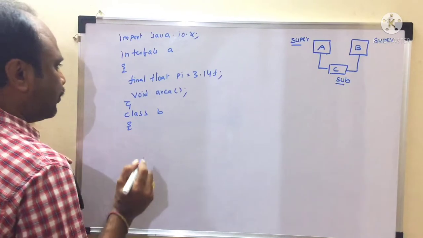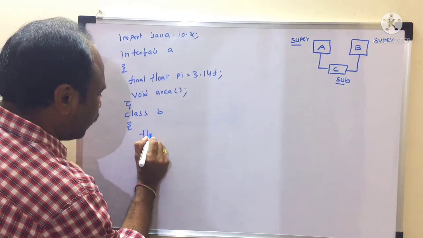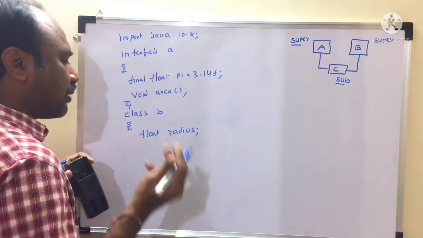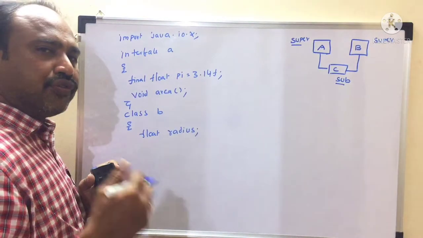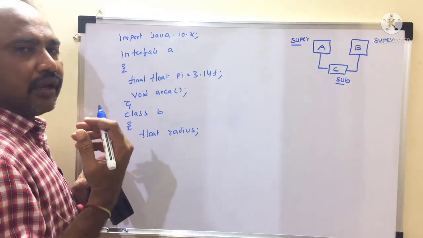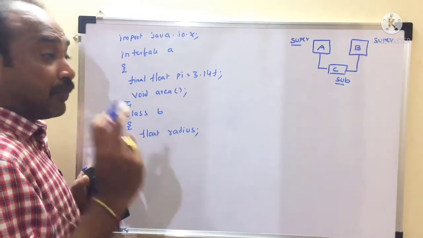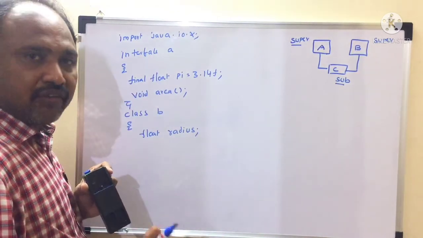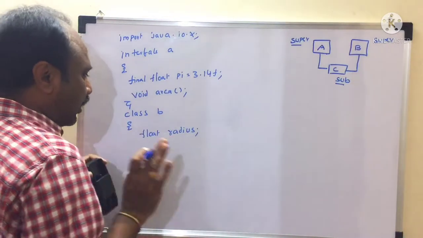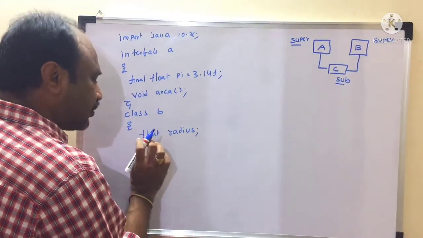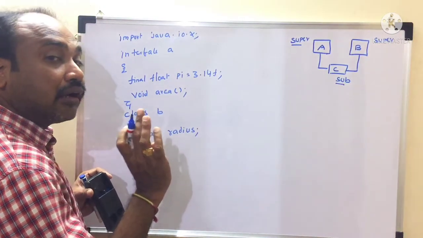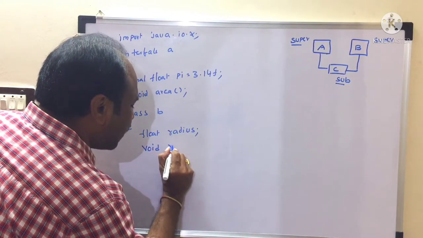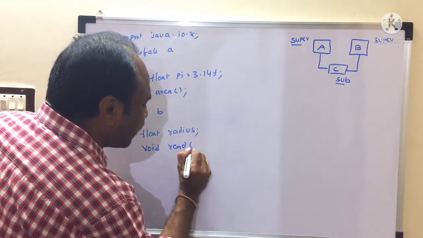Next, I am taking class B. This class contains one value, the value is float radius. Normally a class contains what? It may contain variables and methods. It may have two types of methods, concrete method or abstract method. If a class is having at least one abstract method, it is an abstract class. In the next video, I will explain what an abstract class is. But as of now, you know that a class contains variables, constants and concrete methods. That concrete method is having a body. An abstract method does not have a body.